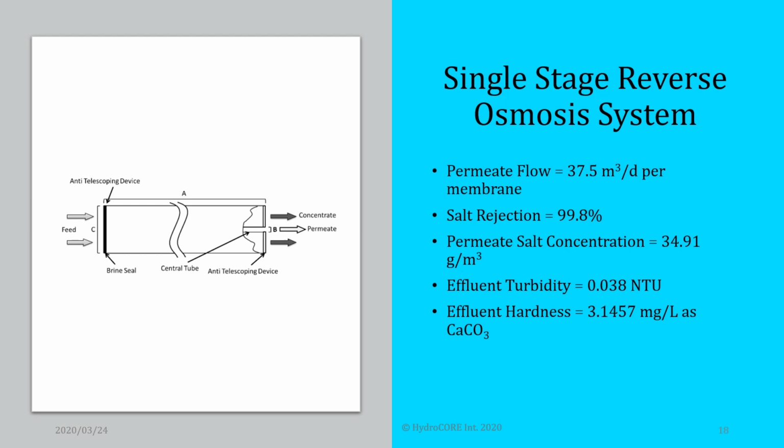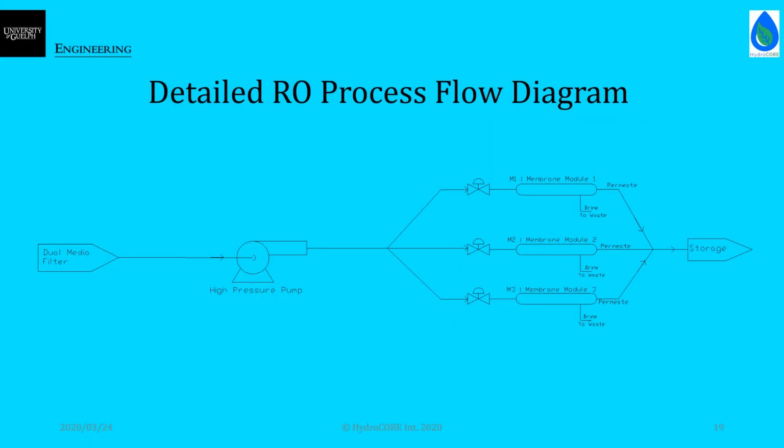Additionally, the membrane is able to remove other water quality parameters such as turbidity, hardness, and water pathogens. Effluent turbidity and hardness are calculated to be 0.04 NTU and 3.15 milligrams per liter respectively. To demonstrate the design system, a detailed process flow diagram was created to illustrate the 3 single-stage RO system.